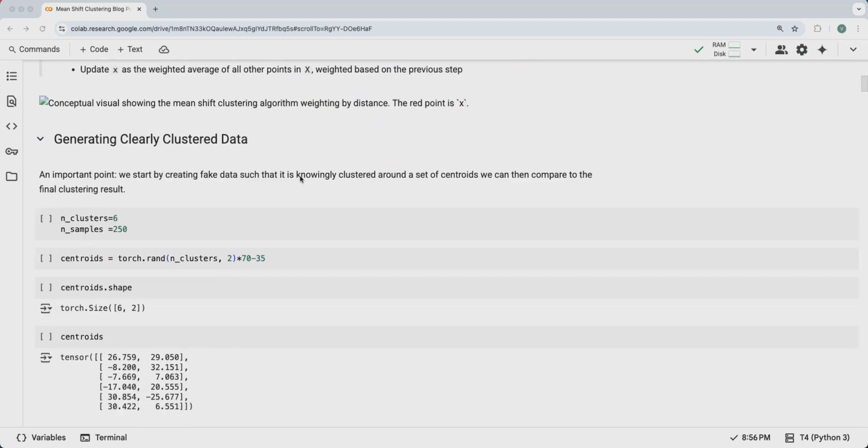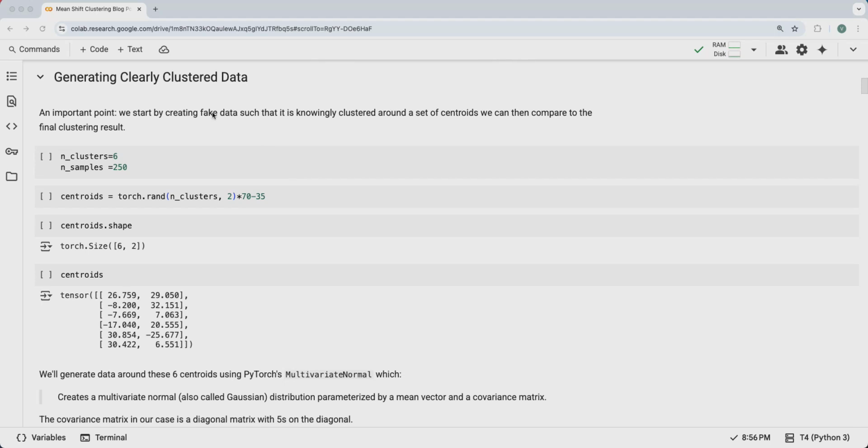Okay, so first thing we have to do is create some fake data, and we want to create the data in a way that it's knowingly clustered around a set of centroids. So we're going to reverse engineer the clusters based on the centroids. We're going to have 6 clusters, and we're going to have 250 data points in each of those 6 clusters for a total of 1,500 data points.